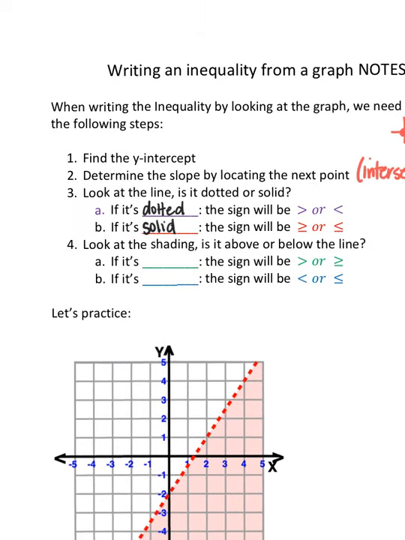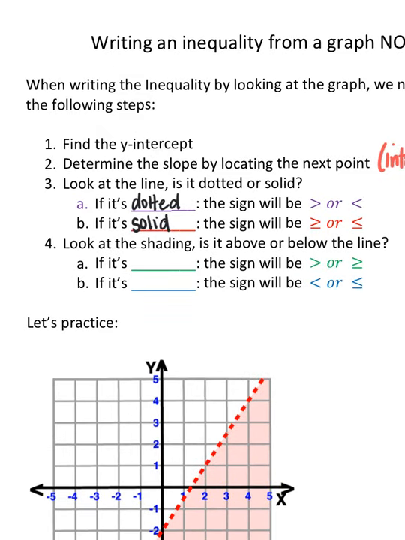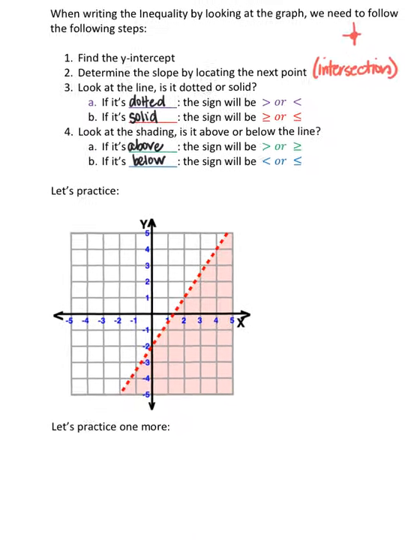Okay, so once we've determined whether it's going to be with or without the equal to sign, we're going to look at the shading. And when we look at the shading, we ask ourselves, is the shading above or below the line? If it's above the line, the sign will be greater than or equal to. If it's below the line, the sign will be less than or equal to. Okay, so let's try this.